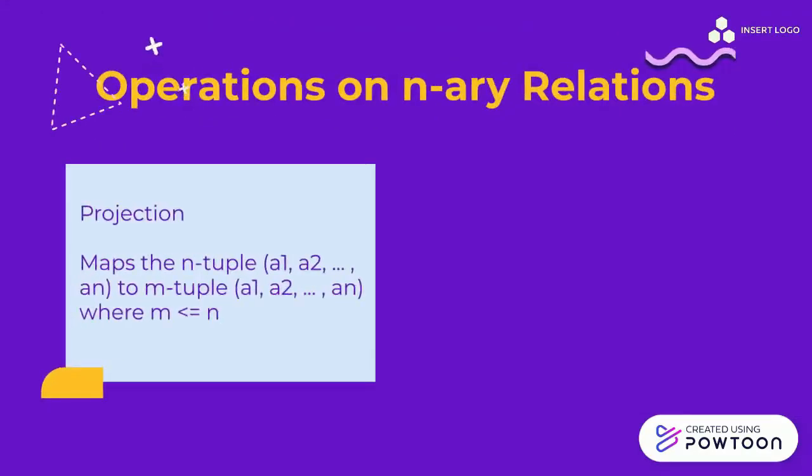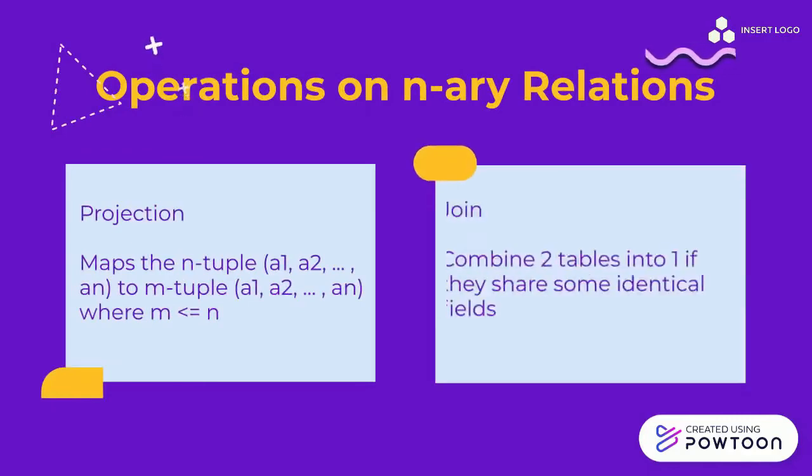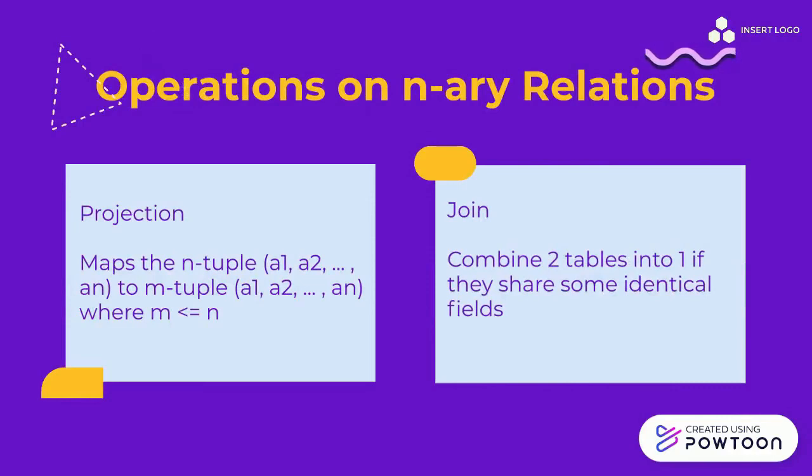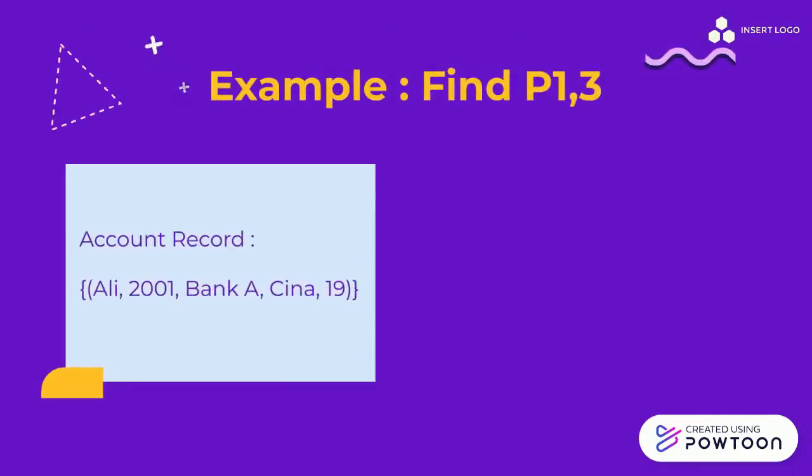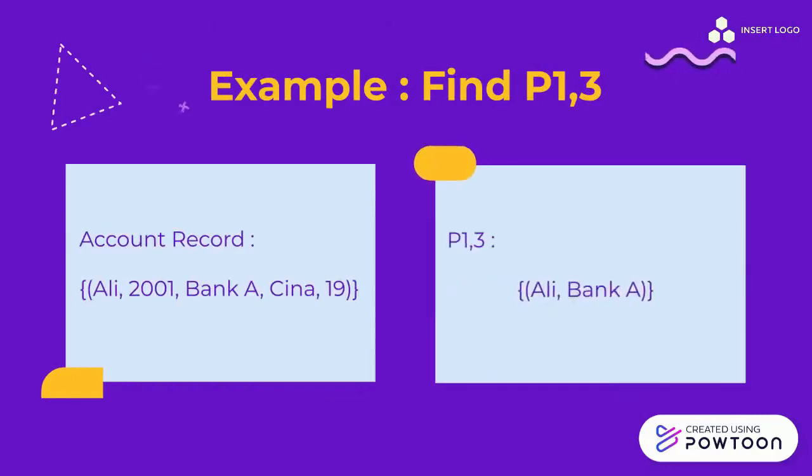Operation on n-ary relation: projection maps the n-tuple to an m-tuple, and join combines two tables into one if they share the same field. Find projection 1, 3. Well, the answer is Ali and Bangsar because it's very obvious. You just need to find the first and the third one.